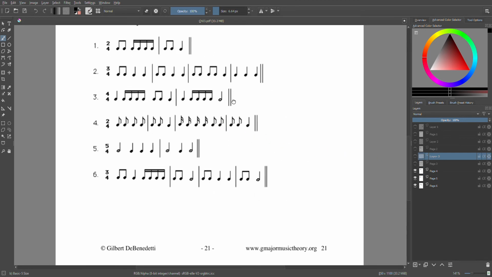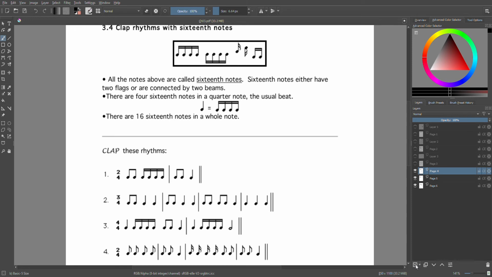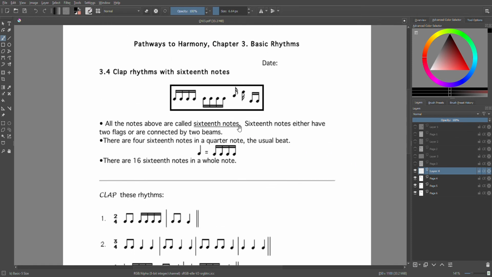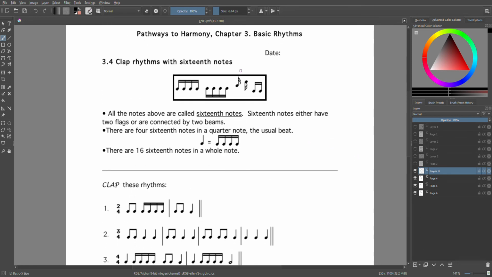All right, next is page 21. Clapping rhythms with 16th notes. So we have our whole notes, we have our half notes, we have our quarter notes, and we have our eighth notes, which are also written like this.